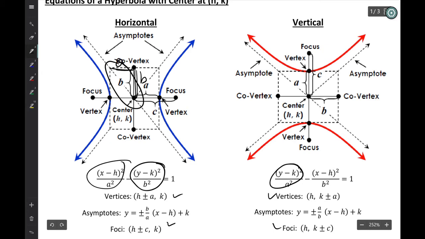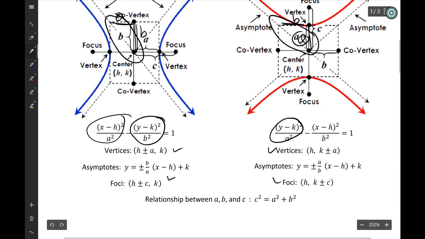So b over a is my rise over run. And then same thing over here. If I look at my asymptote here, the rise is a, and then the run is going to be this distance b. Okay, so it flips depending on that orientation.